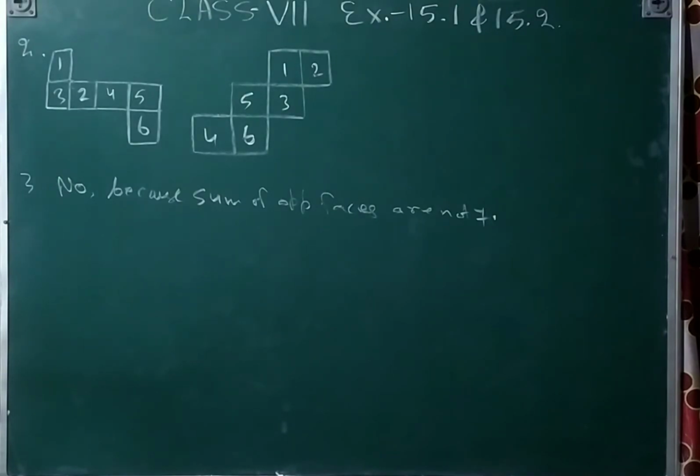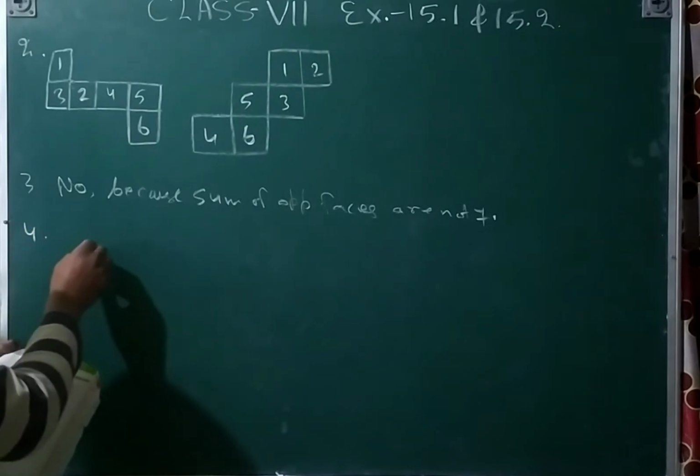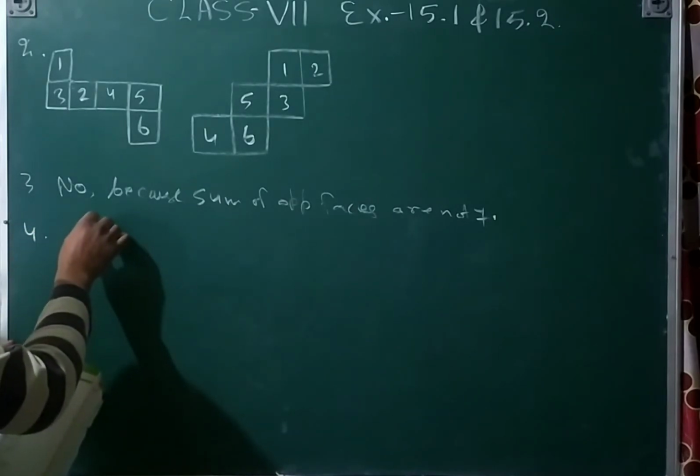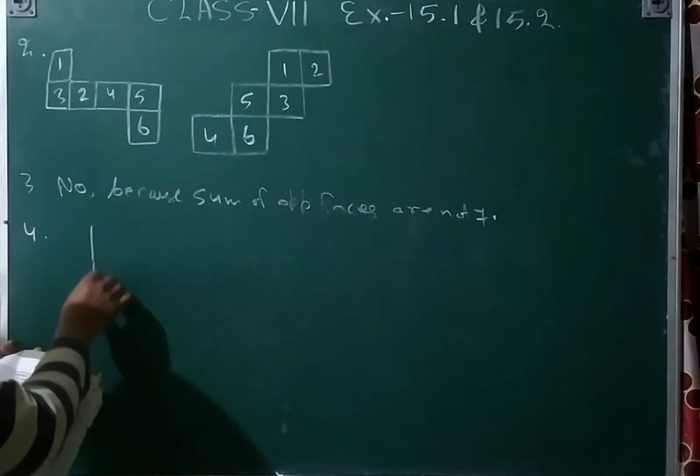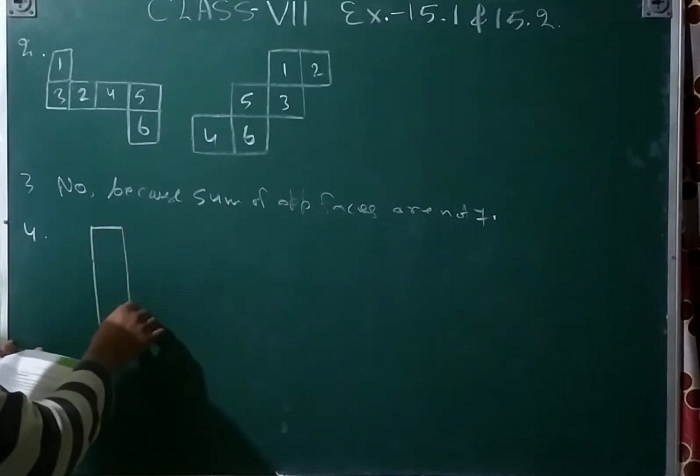Fourth question. Here is an incomplete net for making a cube. Complete it in at least two different ways. So for the fourth question, that will be the net, 1 2 3 4.